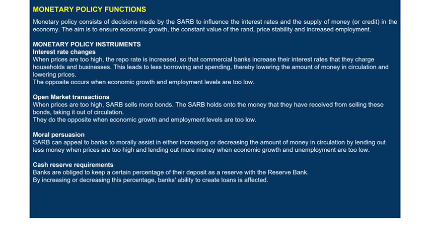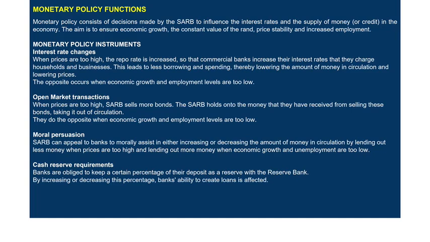Secondly, your open market transactions. When prices are too high, the South African Reserve Bank sells more bonds. The SARB holds onto the money that they have received from selling these bonds. So what they're doing is they're taking the money out of circulation. And obviously, when the economic growth and employment levels are too low, they will do the opposite again, right? So then they will buy back those bonds.